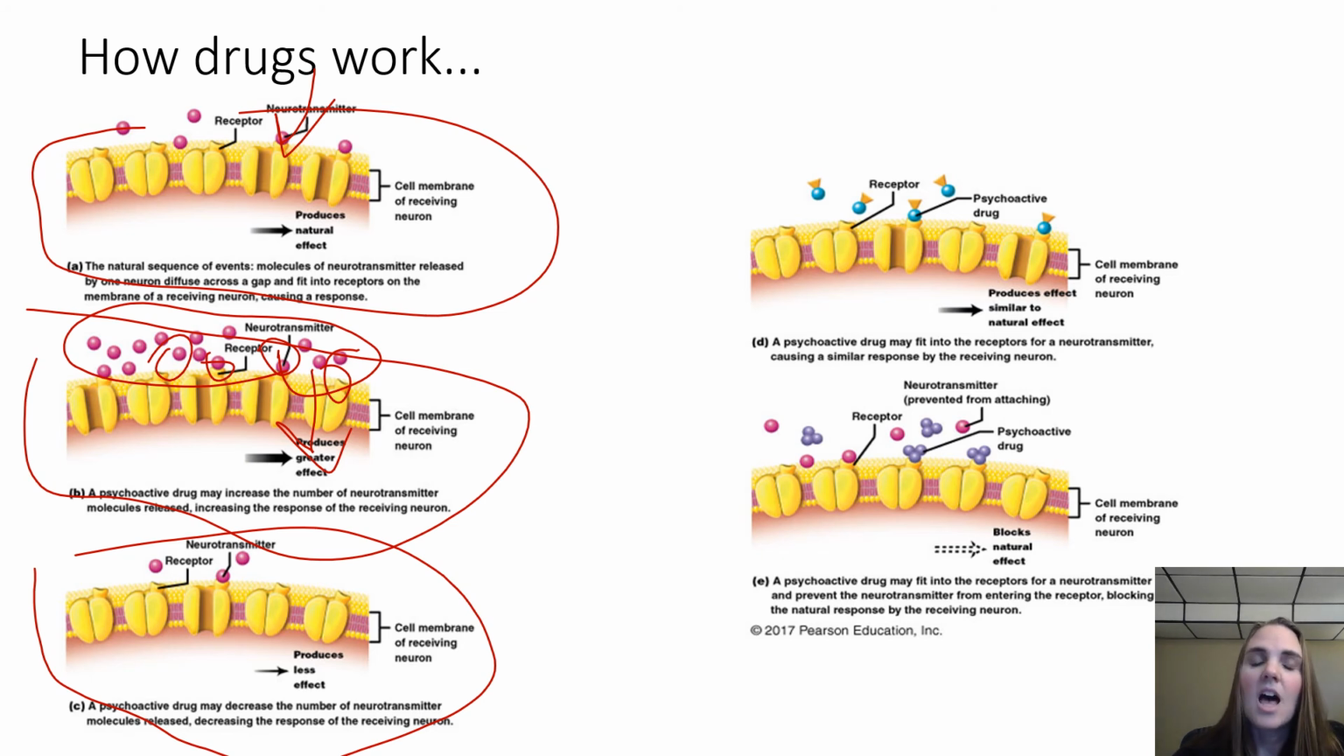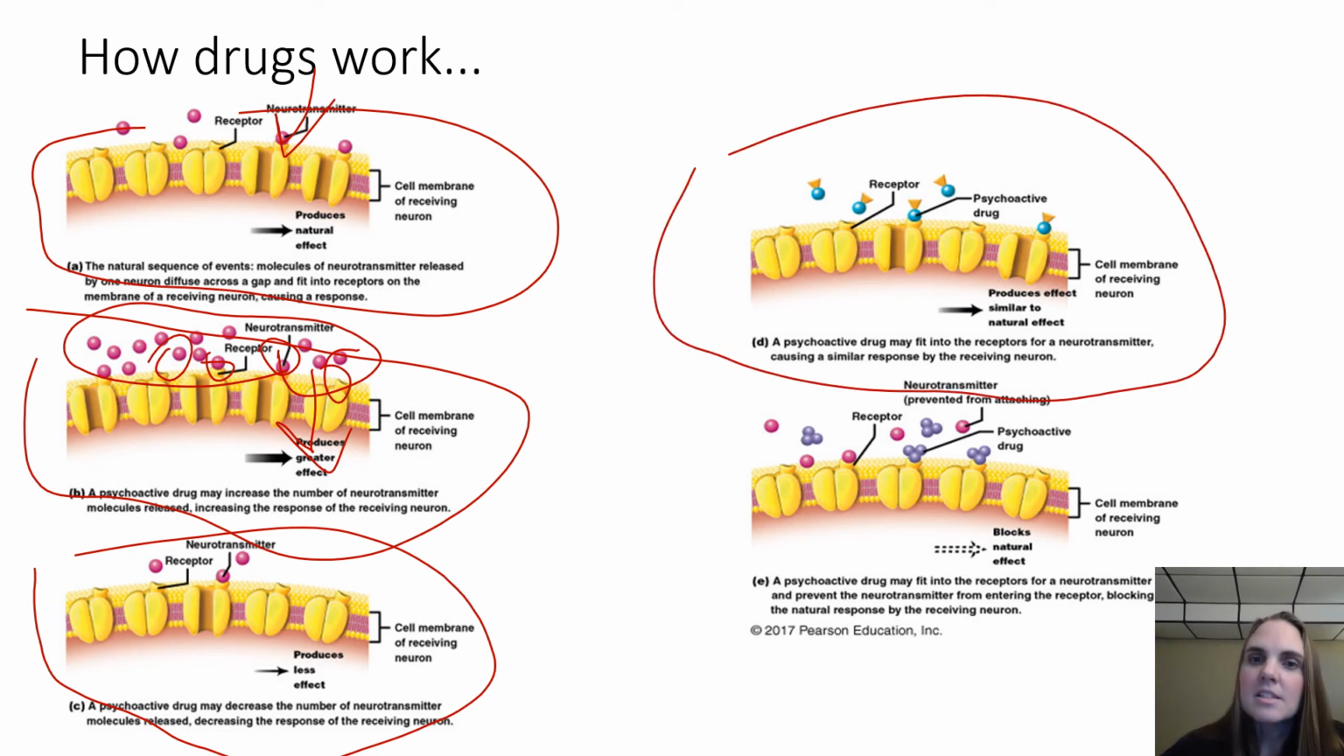We can also have instances where a drug may decrease the number of neurotransmitters released, and that decreases the response of the postsynaptic cell or postsynaptic neuron. So we might have less of an effect at that postsynaptic cell than we normally would. We might not be producing an action potential when we normally would be, because we have less neurotransmitter because of that drug.